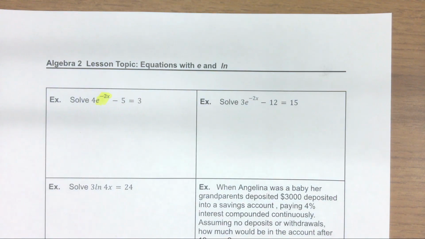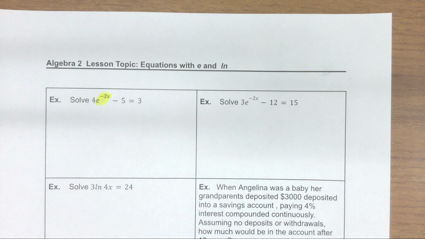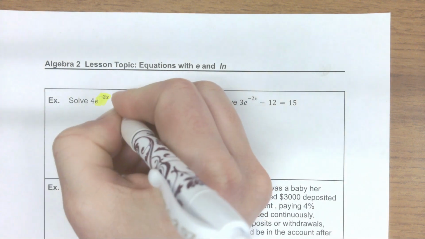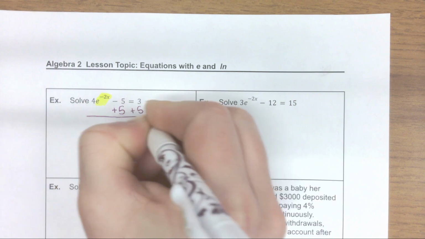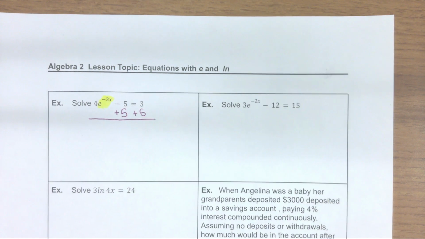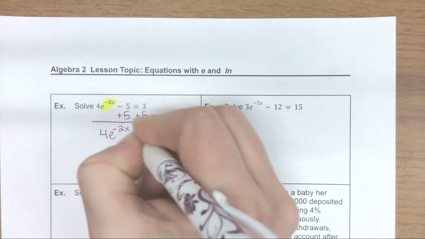We are going to divide by 4, but we got to do something first. Add the 5. So we're going to add that 5 to both sides. And then we have 4e to the negative 2x equals 8.